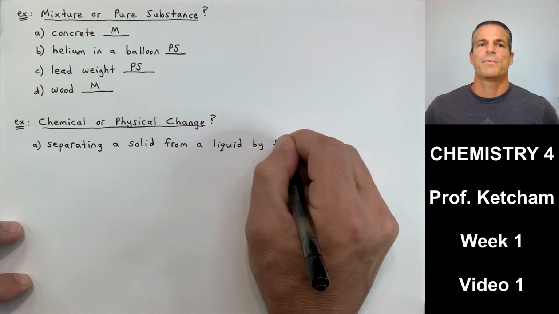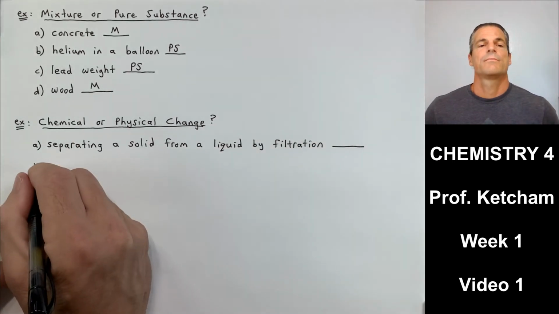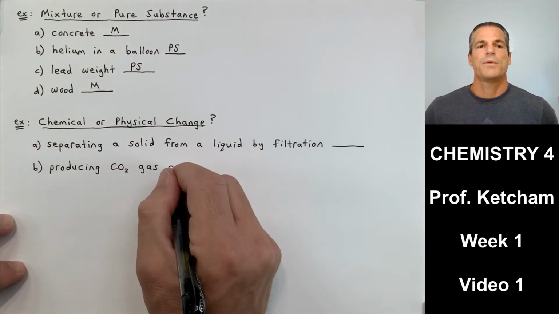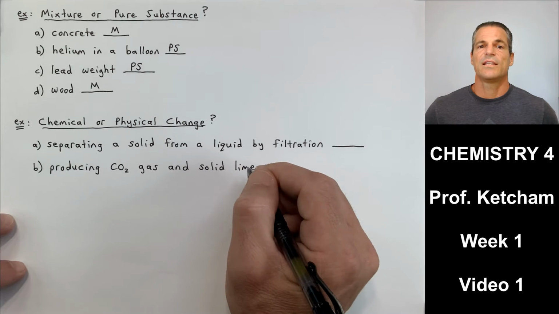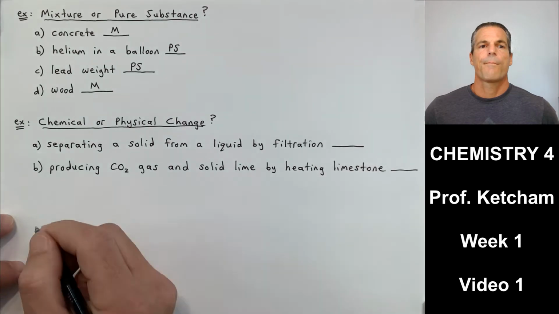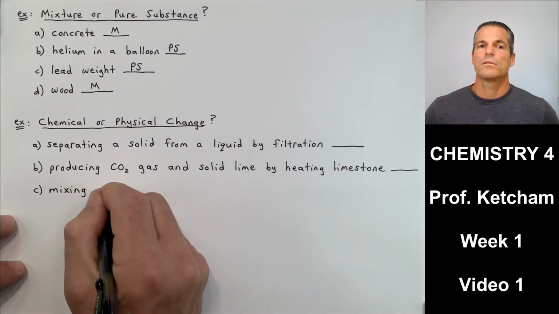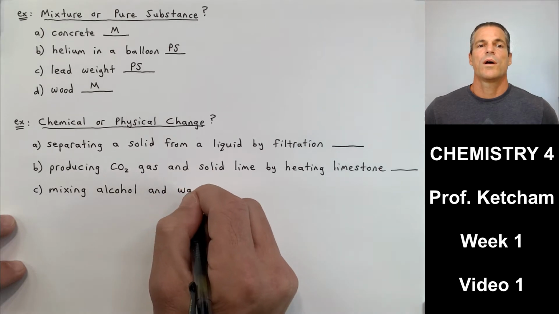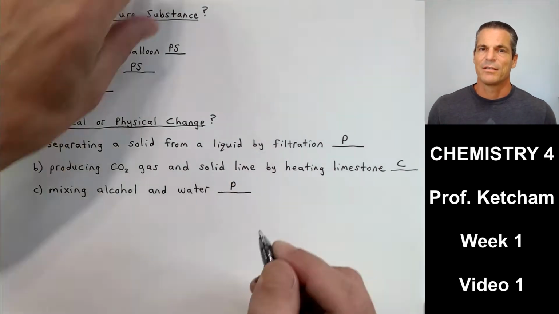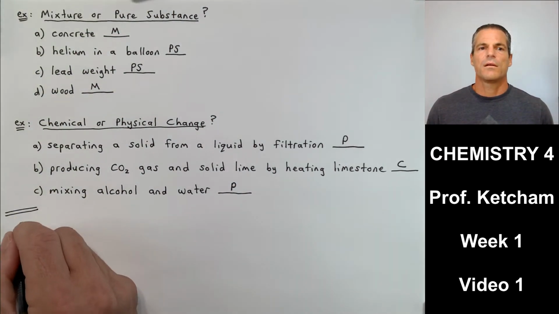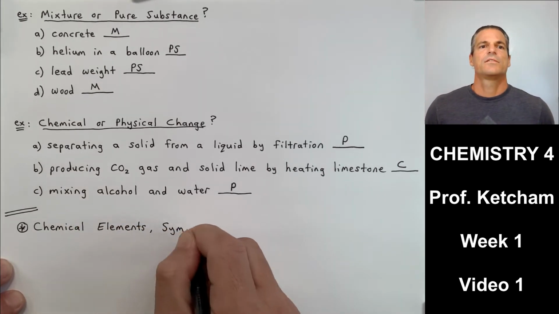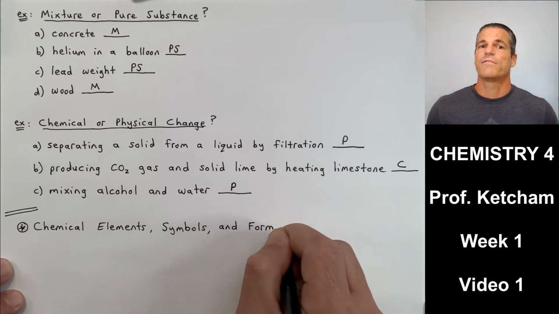All right, example number 2 on this page. Chemical or physical change? A, separating a solid from a liquid by filtration. B, producing CO2 gas and solid lime by heating limestone. C, mixing alcohol and water. Well, a chemical change is something that's a little more severe, kind of like a reaction, right? Physical changes are often reversible, and you can put it all back together without really changing anything. So A, separating a solid from a liquid by filtration, is a physical change.